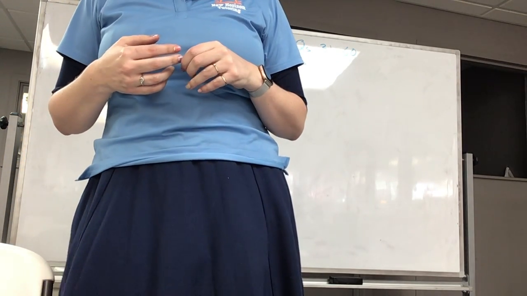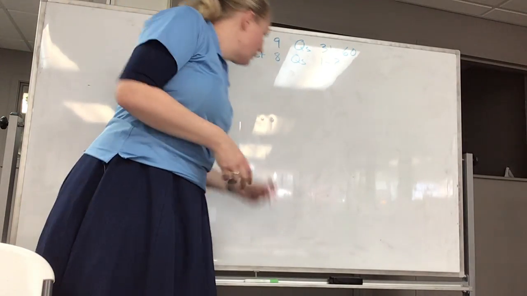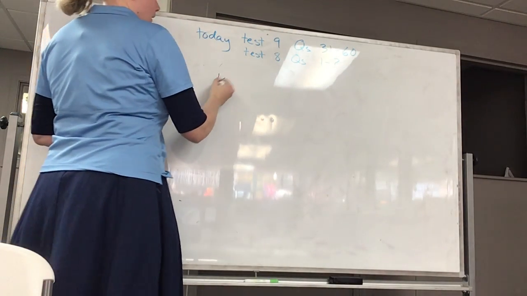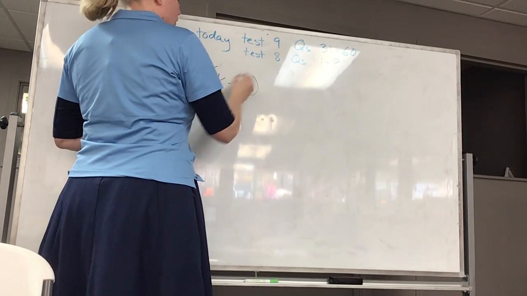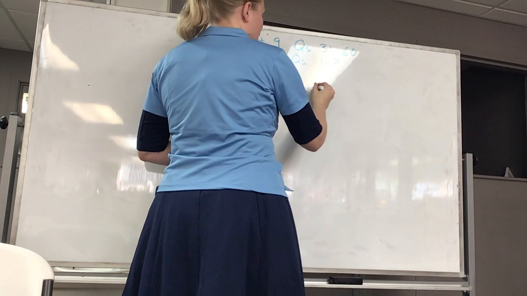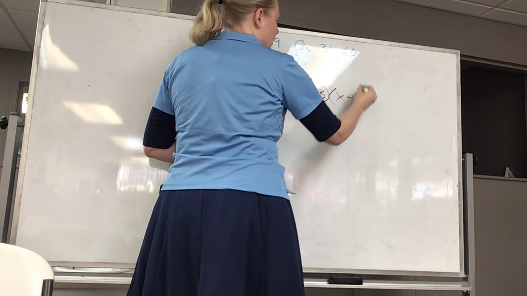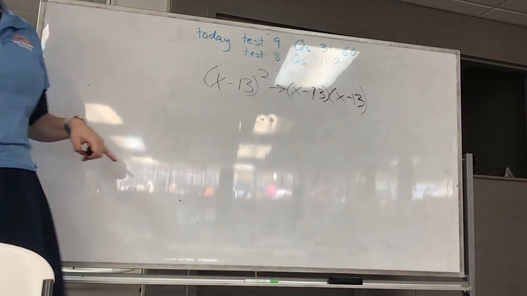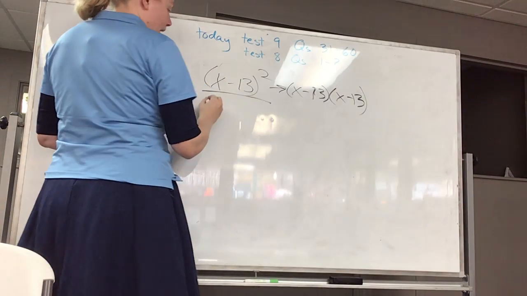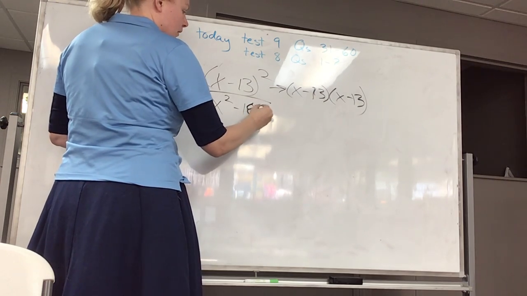Okay, so this one is factoring. The idea that x minus 13 squared can break up into x minus 13 times x minus 13. That's what squared means. On the bottom, we have x squared minus 169.